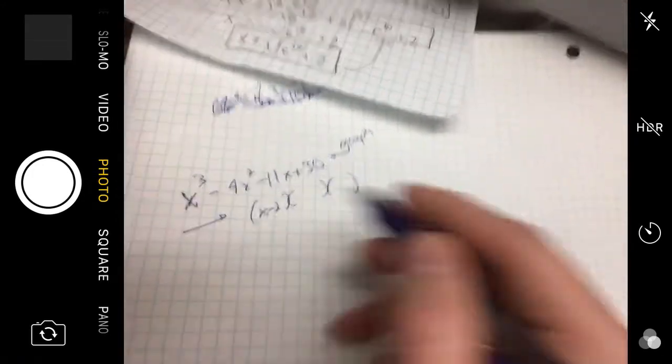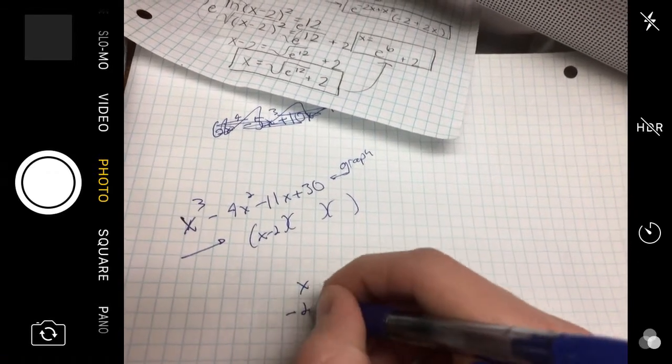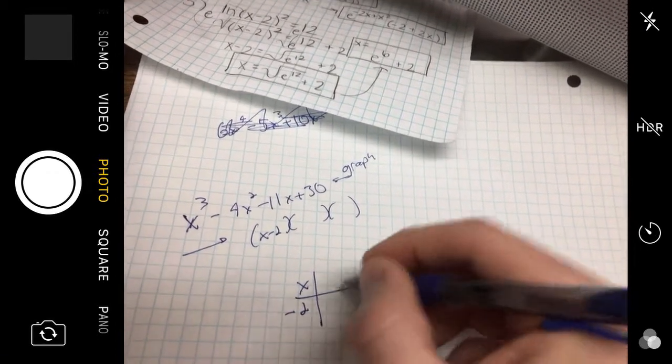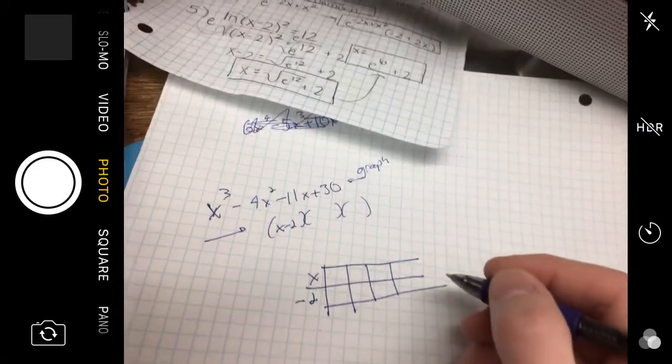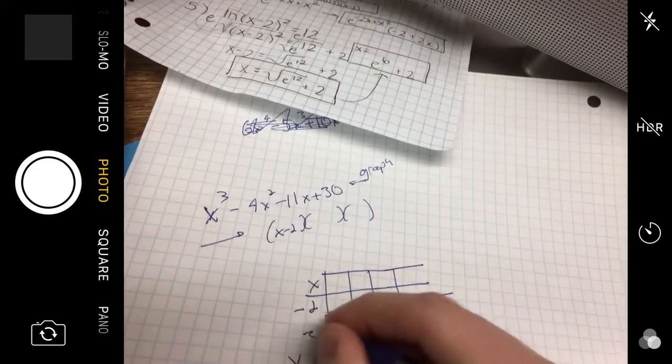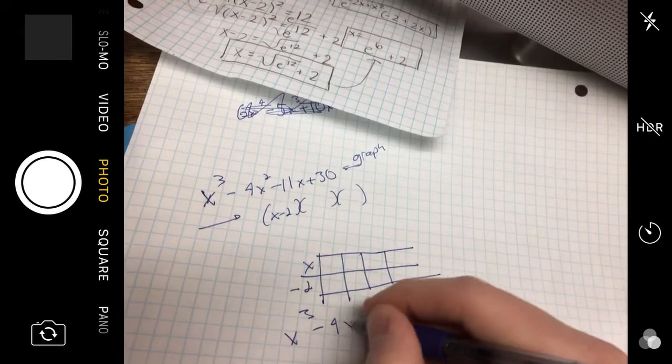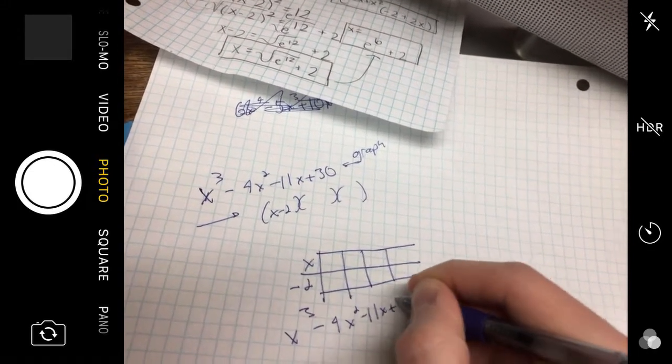I know that it's going to go through x minus 2, so that's going to be on this side over here. I'll just draw some boxes. I don't know how many I'll need. And I'm going to put the big polynomial at the bottom here. x cubed minus 4x squared minus 11x plus 30.